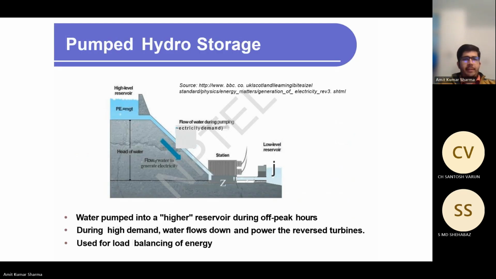So in this pumped hydro storage, what we will do? We will pump the water from lower potential energy to higher potential energy. And when the demand is more, we will use this high potential energy to run the turbine. So water is pumped into a high reservoir during off-peak hours. During high demand, water flows down and powers the turbines. It is used for load balancing of energy.